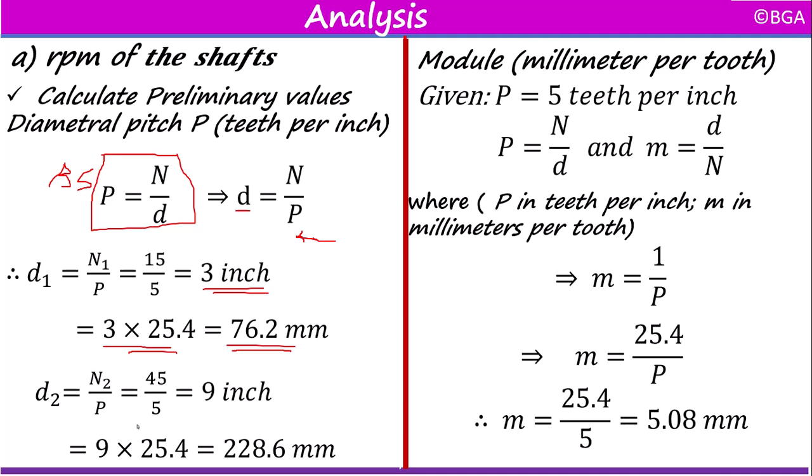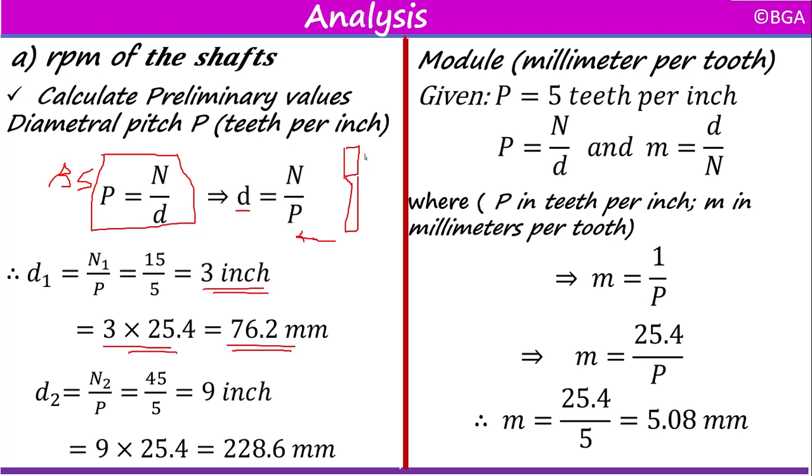Similarly, for gear 2, the diameter is given by the number of teeth of that gear divided by the diametral pitch. Don't forget, diametral pitch is the same for all gears because it's given that the gears are identical. Not only in this case, but always, two gears which are in mesh, which are engaged, should have the same gear tooth size.